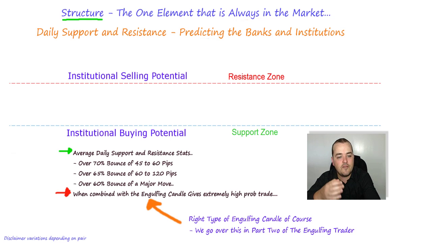Now let's go over the average stats. We know that this is a way of predicting where institutions are buying and selling, and when price is coming up to these areas, we might have a possible resistance, or when price is coming down to these areas, we might have a possible support. Notice I say the words possible and probable, because Forex is a probability business.